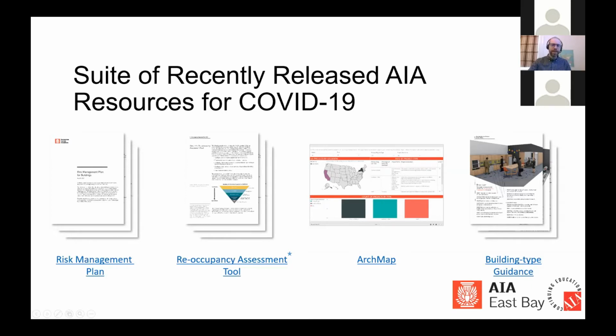The building type guidance is similar to the Re-occupancy assessment tool, but it does dive into detail on, like one would think, certain building types. There's one on schools, there's one on senior living, there's one on offices, there's a building type guidance also on retail. And so it does dive into a bit of extra detail on those specifically, whereas the Re-occupancy tool itself, the one that we're talking about today, is more general in nature.